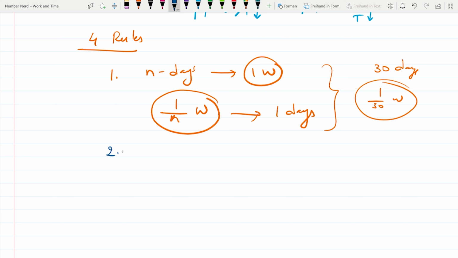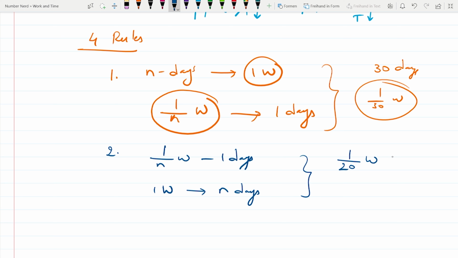The second rule is exactly the opposite of the first rule. If a person can do 1 by nth of the work in one day, then he can complete the whole work in n days. For example, if a person is completing 1 by 20 of the work in one day, then he can complete that total work in 20 days. These are the two rules which are very easy and also very important while solving these problems.